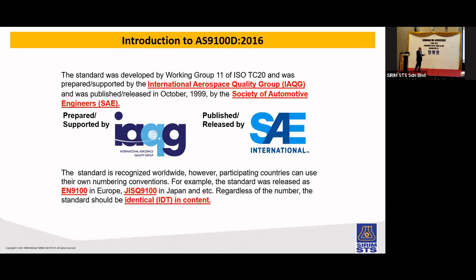So if you purchase the standard, you have the logo of SAE in front of the standard. And the standard is recognized worldwide. However, the countries involved with the standard put their own prefix in front of the requirement: EN 9100 in Europe, JISQ 9100 in Japan, and so on and so forth. So these standards should be identical in content, so there's no worry. Everything in the standard is 100% similar. They cannot add or remove anything in the standard, but they refer to the AS9100. Therefore, they call it IDT, identical standards.